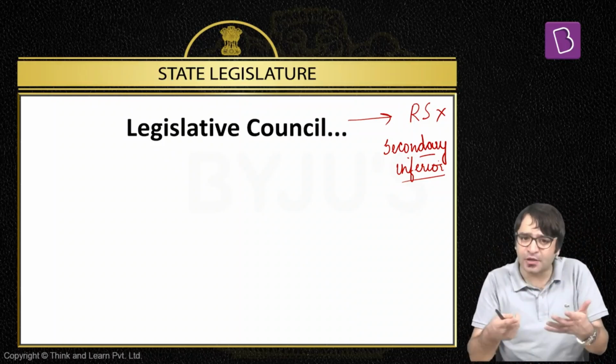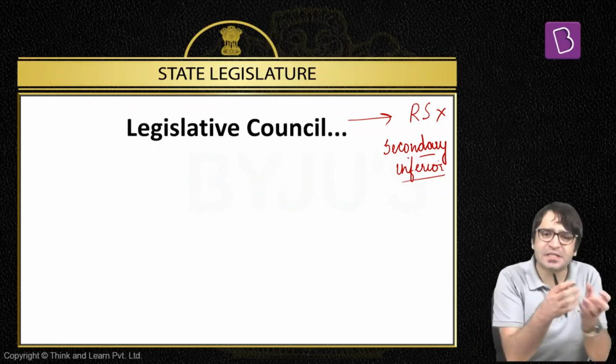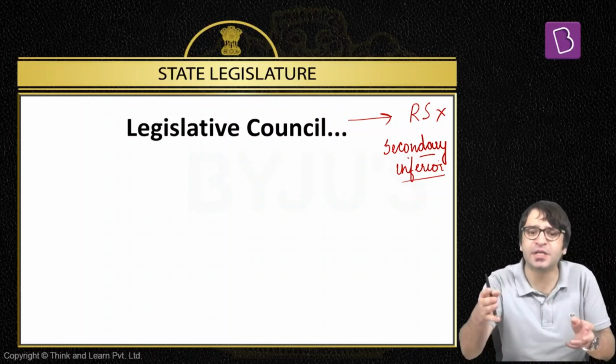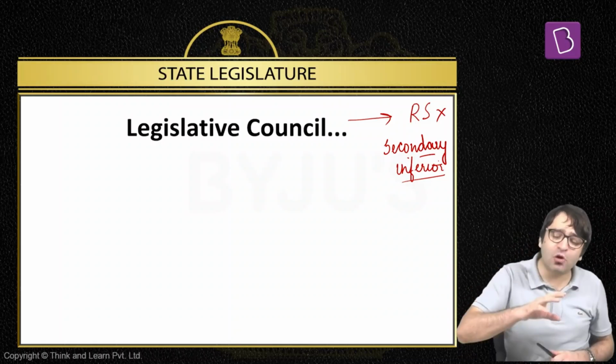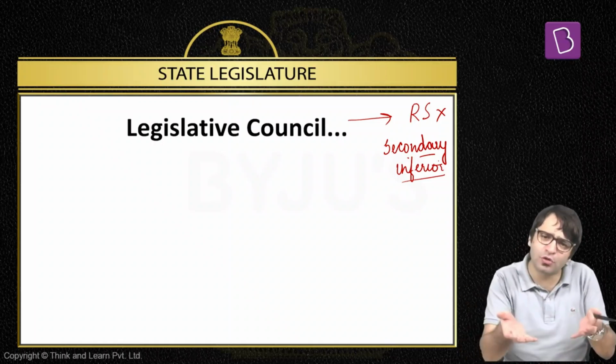That means we can't have an obligation on every state that you should have a bicameral legislature. If a state is poor, it cannot afford another chamber. It cannot afford a legislative council. We should not force it. But if the state is wealthy enough and they want to have a legislative council, let them have a legislative council. So it is on the states to decide whether you want to have a legislative council or you don't want to have a legislative council.